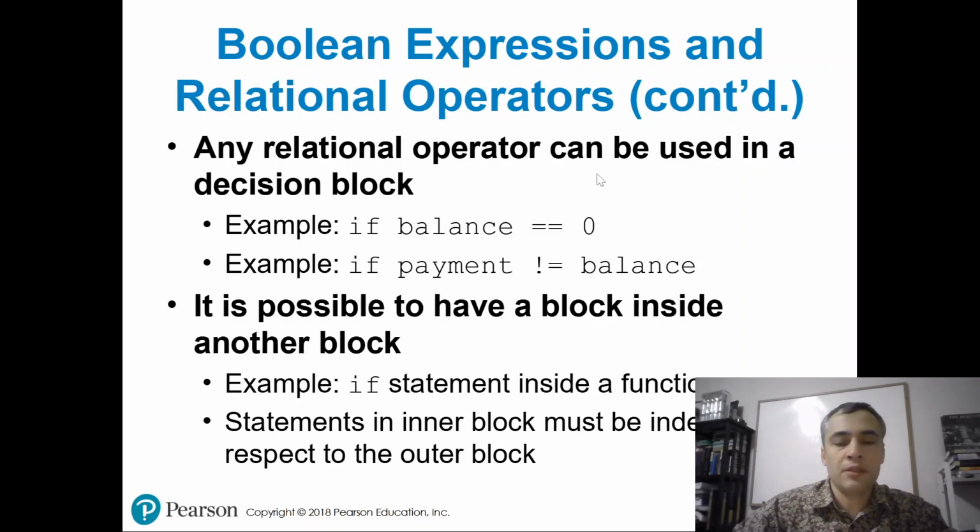As I was saying, the conditions, if something, are evaluated to true or false. If balance equal to 0, this is checking if some variable named balance is actually equal to 0. Another example, if payment not equal to balance. Remember, this is not. Okay, it's possible to have a block inside another block, and I'll make an example like that in a little bit.